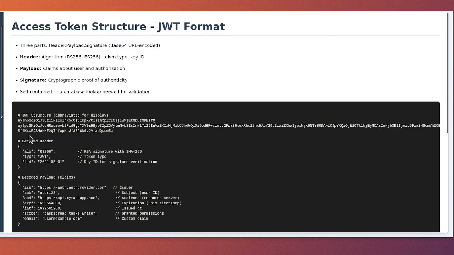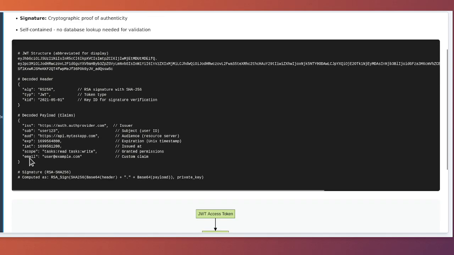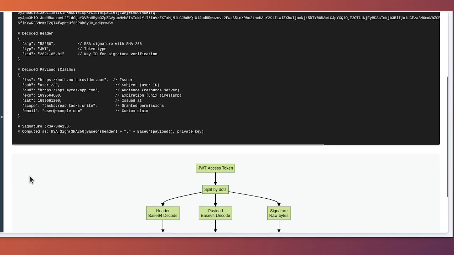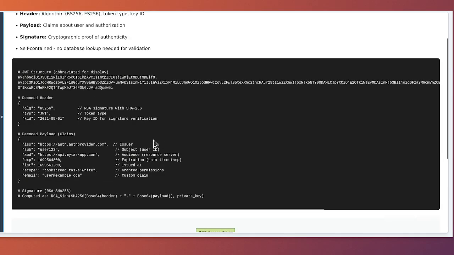A JWT consists of three parts separated by dots: the header, the payload, and the signature. Each part is Base64 URL encoded. The complete token looks like, beginning with eyJ and ending with 5C. Let me break down each part with a real example.